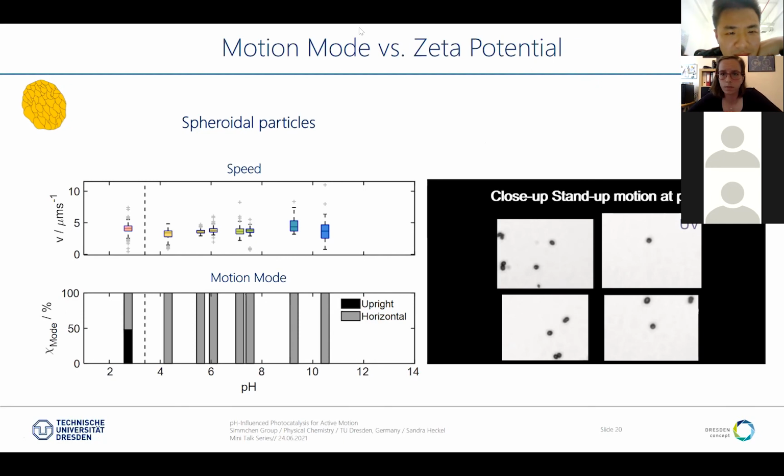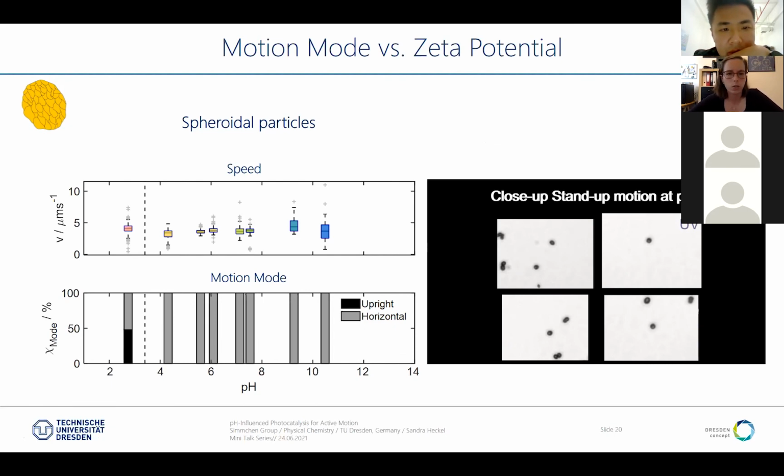I have a question, if that's okay. Sure. So basically, you mentioned you scan quite a large pH range here. I was wondering, do you know anything about the stability of these metal oxide particles across these pH ranges? Would you expect some dissolution, and how would that affect the motion potentially?